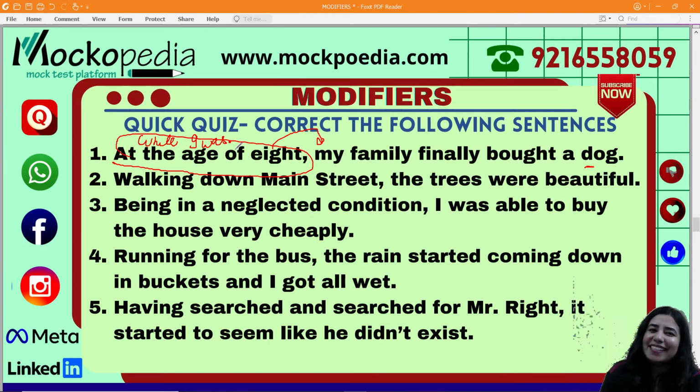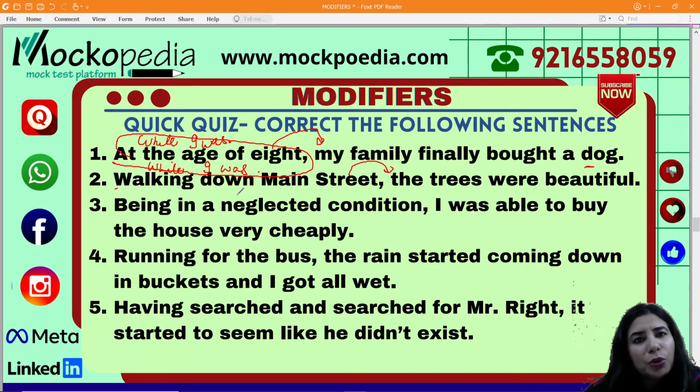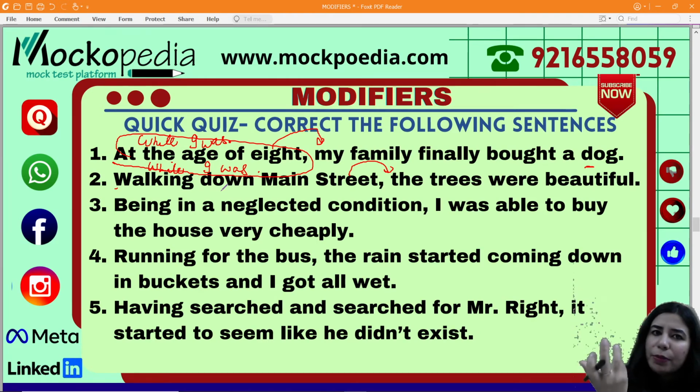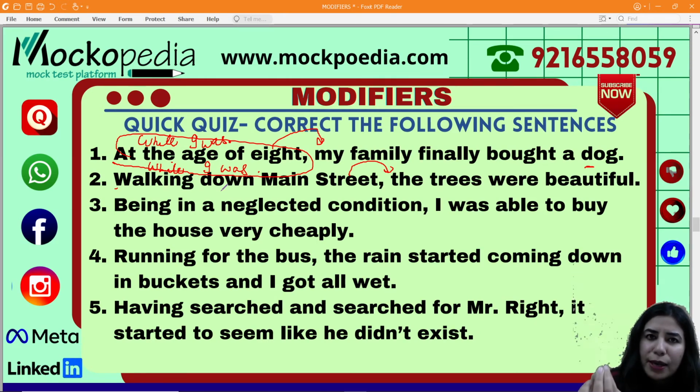So let's move to the second sentence. Walking down Main Street, the trees were beautiful. If you see, who was walking down the main street? Trees तो walk down नहीं कर सकते ना, तो हमें यहाँ पर भी एक subject को introduce करना पड़ेगा. So, while I was walking down Main Street, the trees were beautiful. This is actually a phrase which we have converted into a clause, right? So now this is able to convey the idea. It has got its own subject, it has got its own verb. So the meaning is clear and hence your error gets sorted, right?